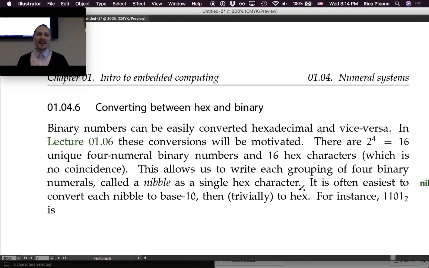This allows us to write each grouping of four binary numerals, called a nibble, as a single hex character. So if we take four binary numerals in a group, we'll call that a nibble. We'll later talk about how 8 together is called a byte, and so that's why nibble. It's just a part of a byte. Can I have a bite of that, honey? You can have a nibble.